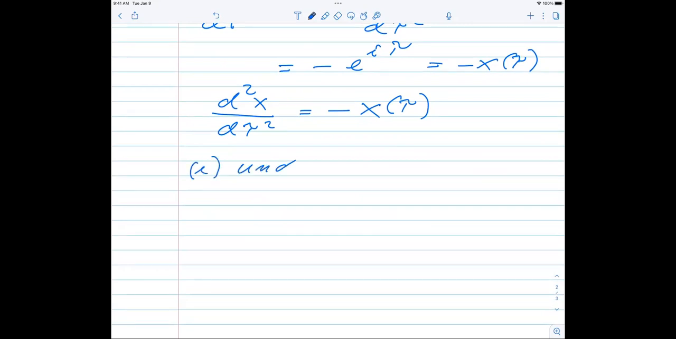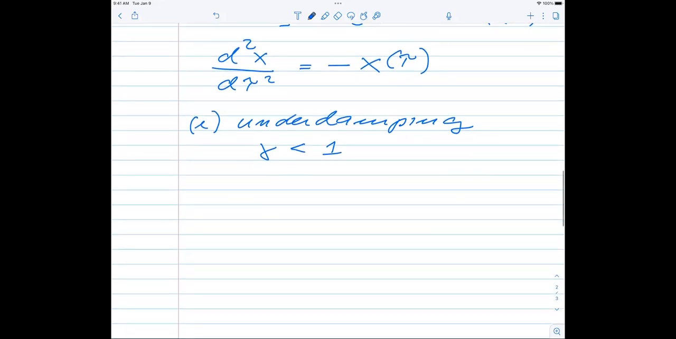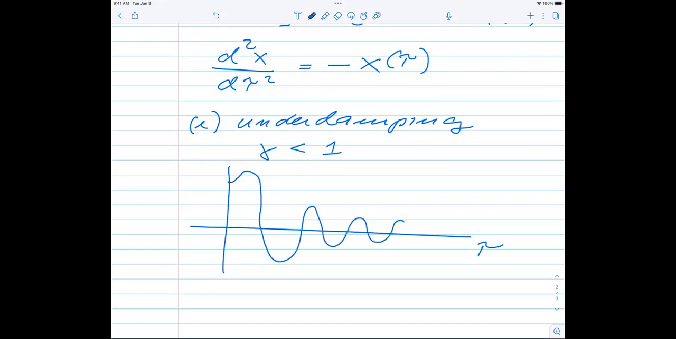One is called underdamping. This corresponds to the case where this parameter gamma is less than 1, and now we are going to see why gamma has to be less than 1. That's going to correspond to a behavior like this one. We would start with some initial condition, and then it oscillates a little bit, and then slowly it dies out. So this is our x of tau, what we saw in the lecture when we ran the code.